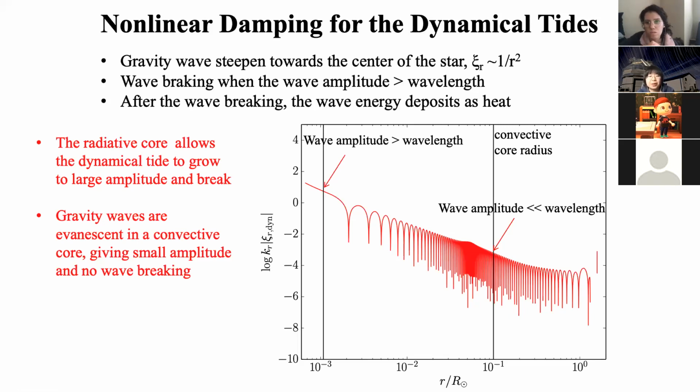Only stars with a radiative core, for example the low mass main sequence stars or late type RGB and AGB stars, allow the dynamical tide to reach the center and damp there, grow a big amplitude, and efficiently break. But for stars with a convective core, the nonlinear damping is not that important.